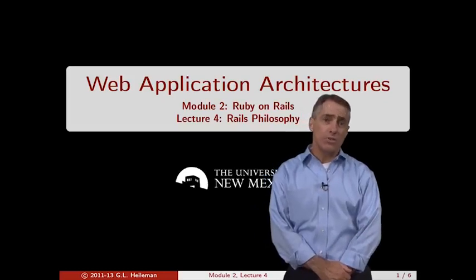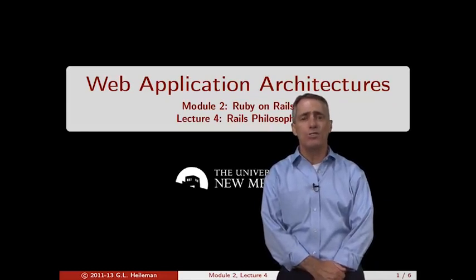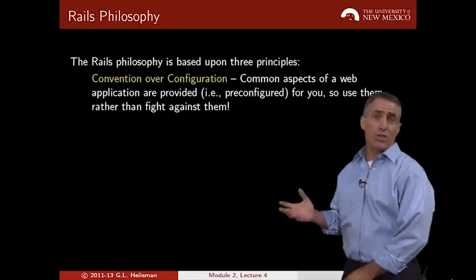Welcome to the fourth lecture in Module 2. In this lecture, we'll talk about the philosophy behind Ruby on Rails. There are three main things that we want to discuss with regards to the Rails philosophy.